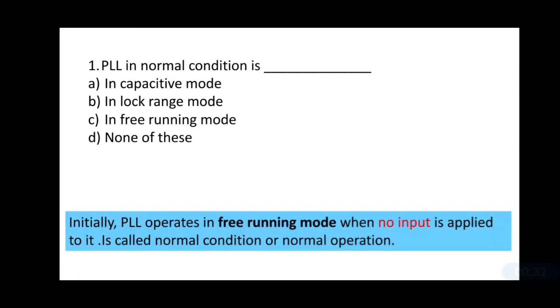PLL normal condition is free-running mode. What is the free-running mode? The free-running stage refers to the stage when no input voltage is applied; it is called the free-running mode. The correct option is C.